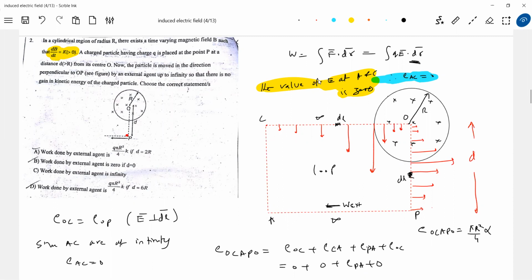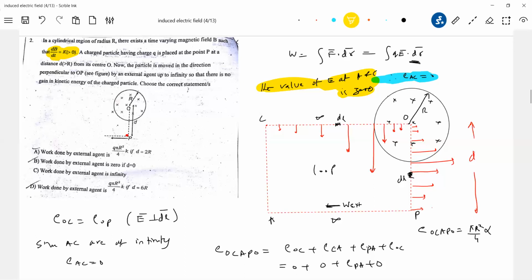So what is the work done now? Work done, so what is the formula? Work done is equal to work done in moving the charge. From this formula, E_OC, A_PO should be equal to E_PA. So they should be equal to QE pi r square by 4 alpha.